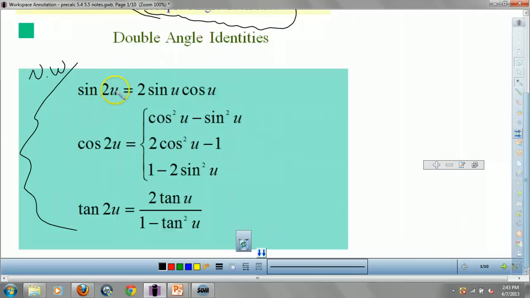Your sine of 2u is 2 times sine of u times cosine of u. Your cosine of 2u is cosine squared of u minus sine squared of u, or 2 cosine squared of u minus 1, or 1 minus 2 sine squared of u. These are all the same thing. And tan of 2u is 2 times tan of u all over 1 minus tan squared of u. Okay?